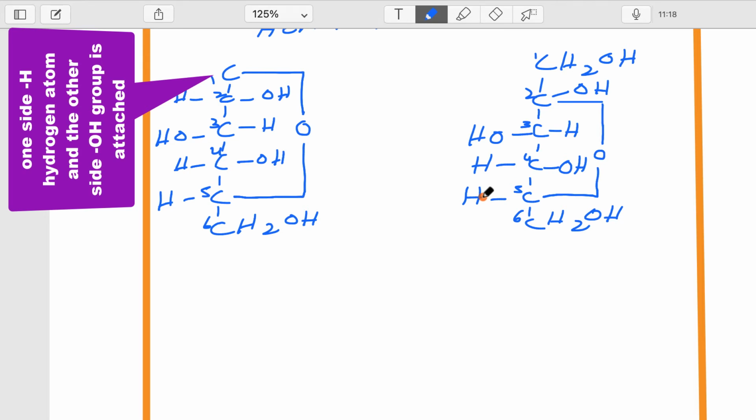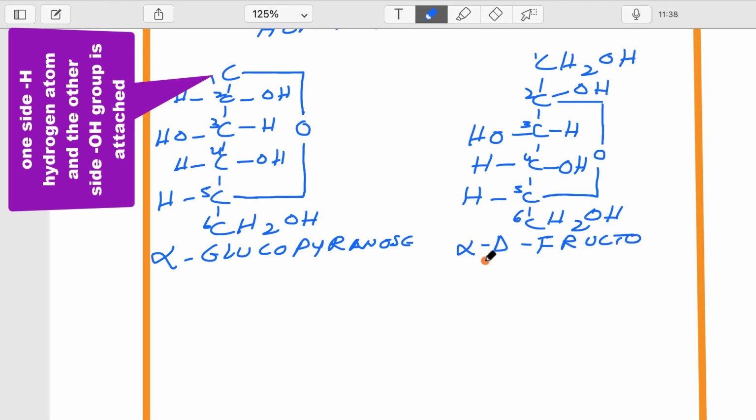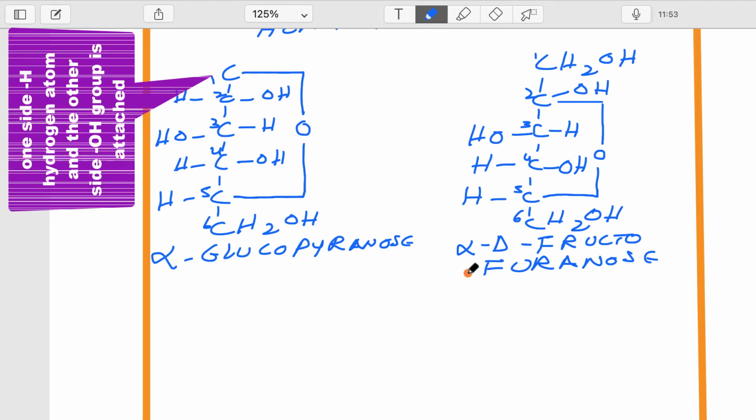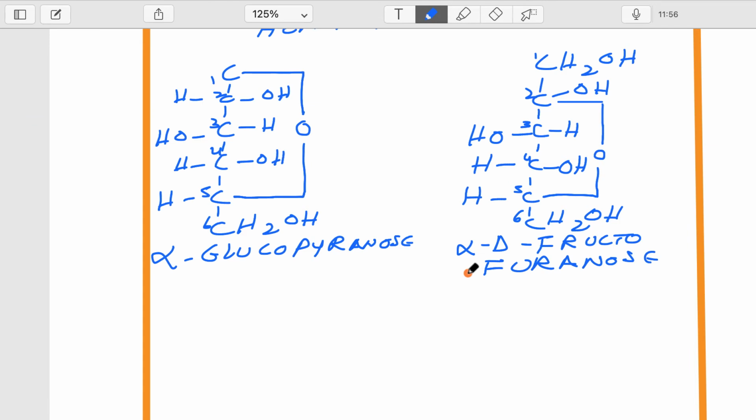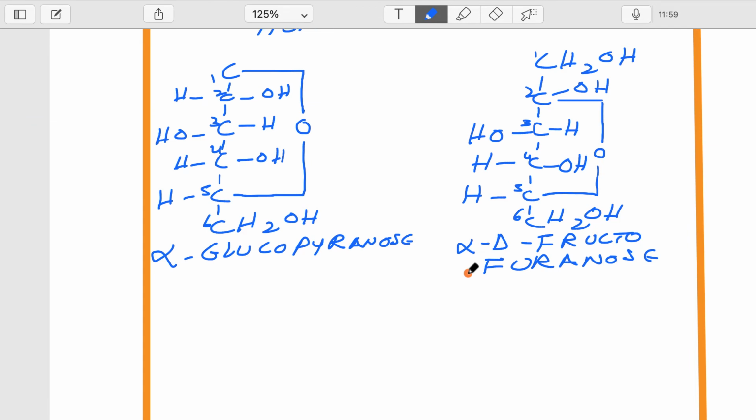So what do we call this one? We say alpha-D-glucopyranose. Here it is alpha-D-fructofuranose. When I say alpha, there may also be a beta, so that also I will try to explain. Pyranose comes from pyran and furanose comes from furan. That is the chemical structure.